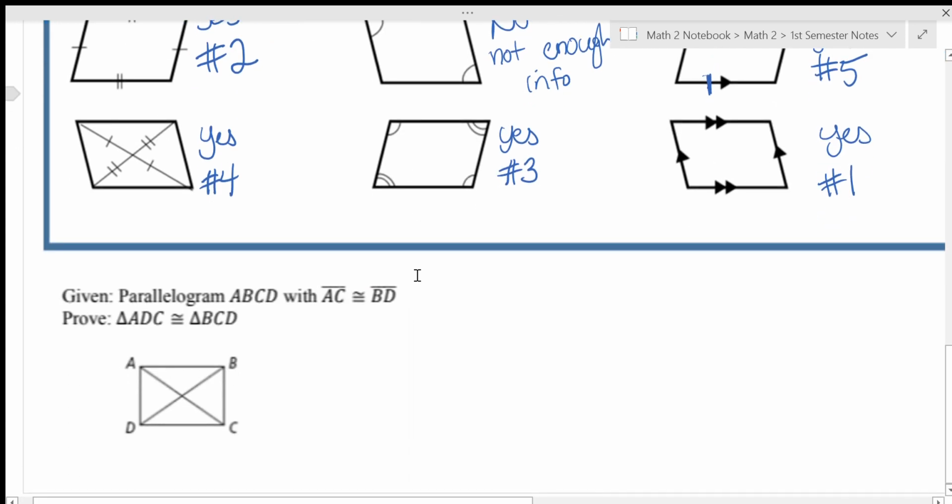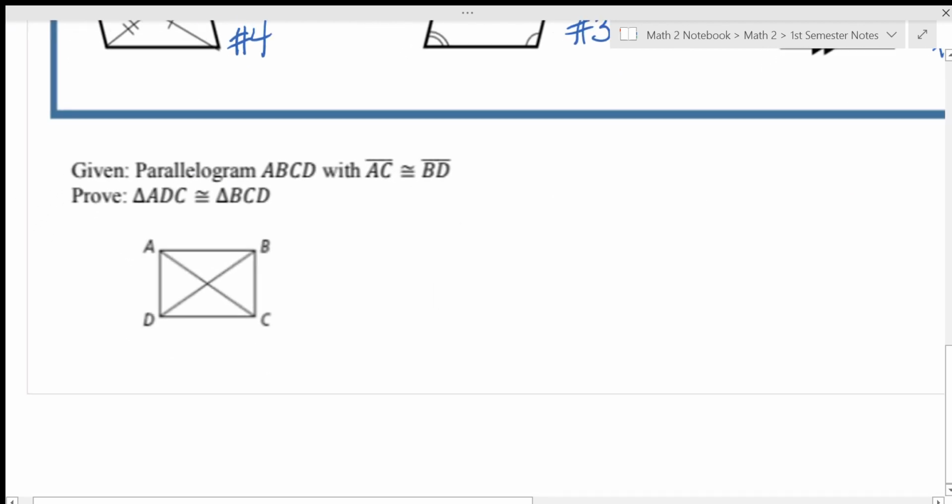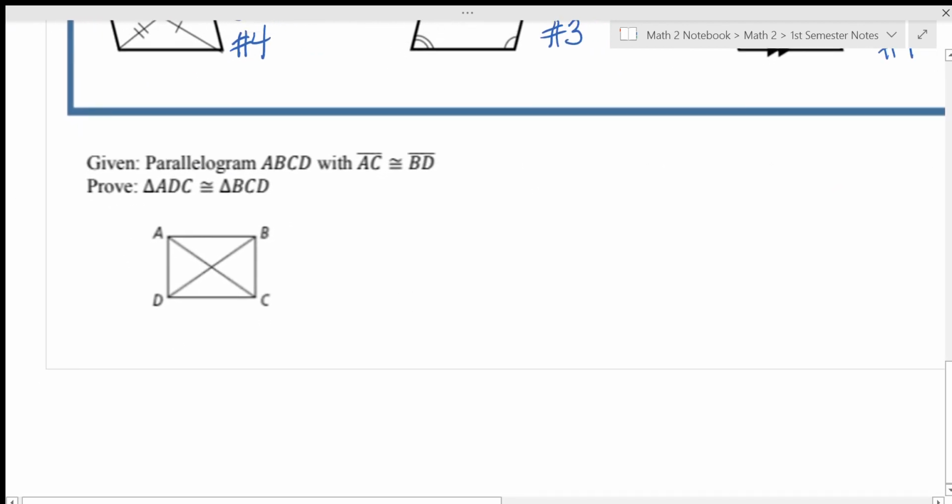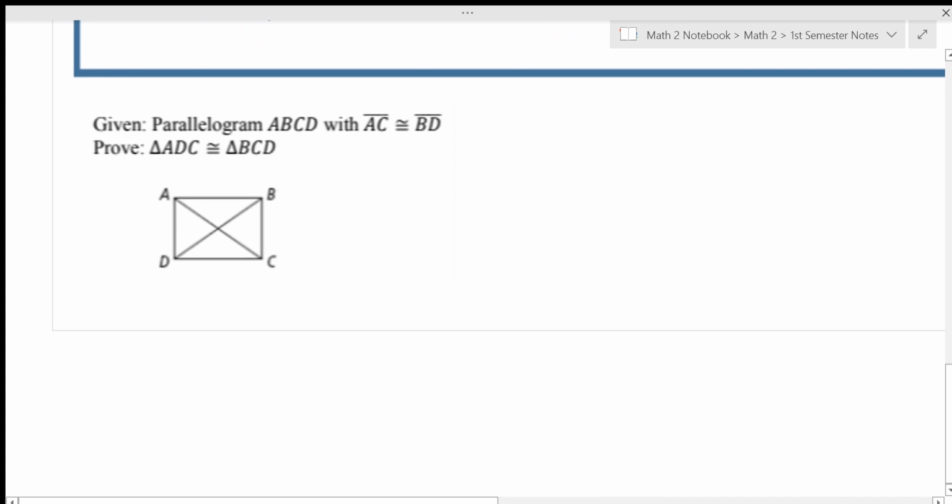So now we're going to put those properties in practice. So we're going to write a proof here. Given parallelogram ABCD with AC congruent to BD. So this is actually, it's given to us that this is a parallelogram. So that means that the properties of a parallelogram are true.